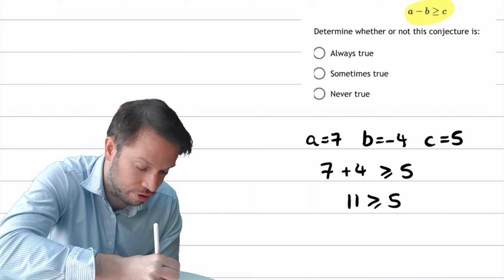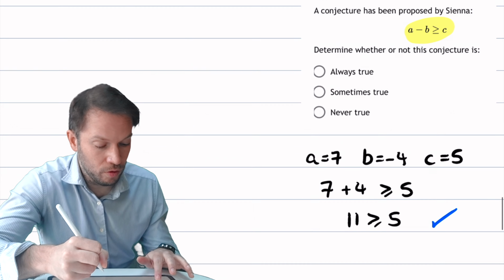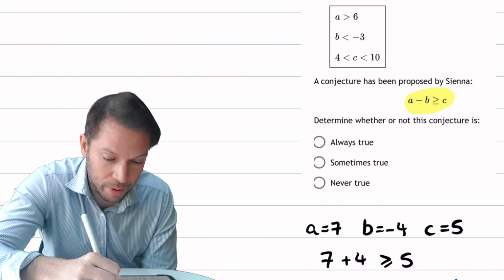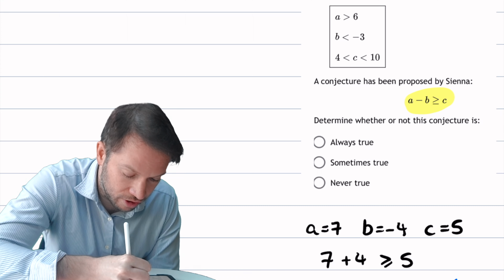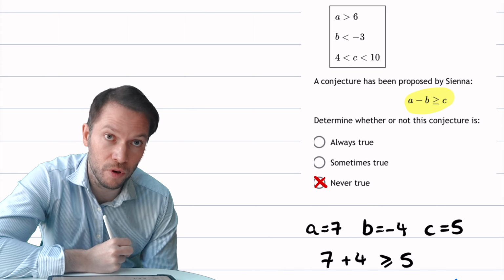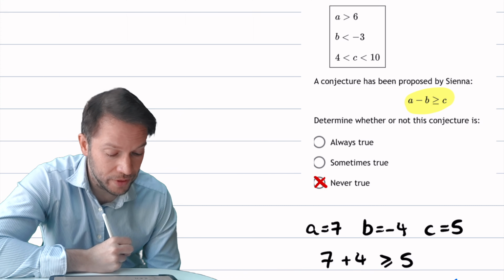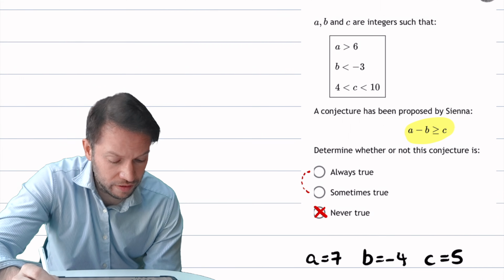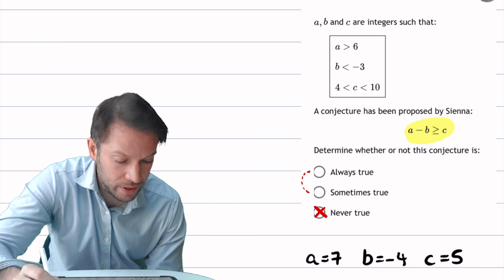Now, this is true. So therefore, we know that the statement might be sometimes true, or it might always be true, but we know that it's not never true because we found an example where the statement is true, right? But it could still be one of these two here. Now, how do we know if it's sometimes true or always true?